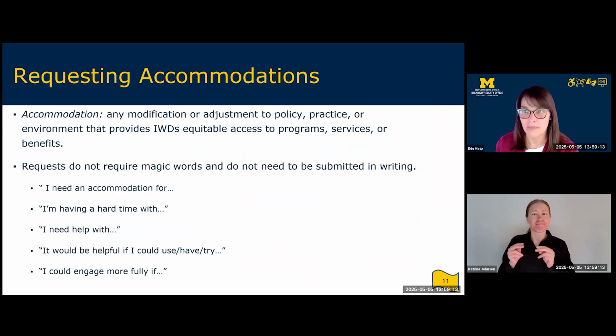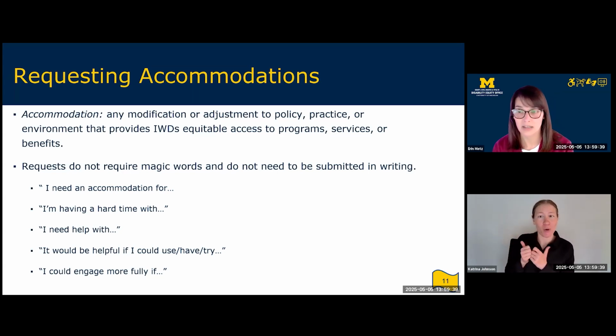An accommodation is a modification or adjustment to policy, practice, or the environment that provides a disabled employee with equitable access. Accommodation requests should put the employer on notice of the need for assistance with their essential job functions, but they do not need to be submitted in a special way or use specific language. Examples of an employee requesting an accommodation could sound like, "I'm having a hard time getting to work because of a medication I take that makes me nauseous in the morning." Or, "I need help with reading documents with small font."